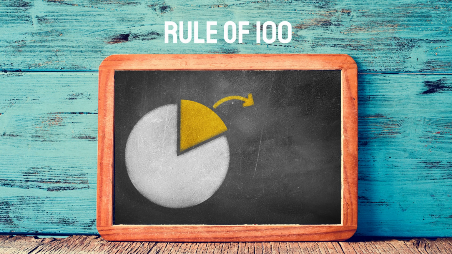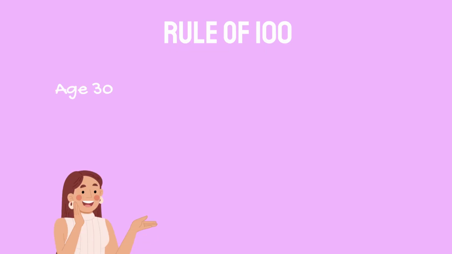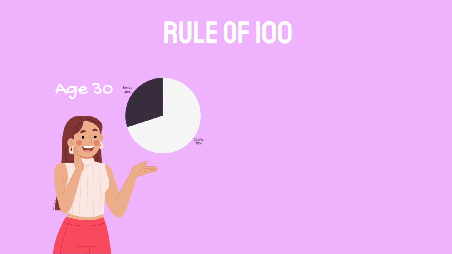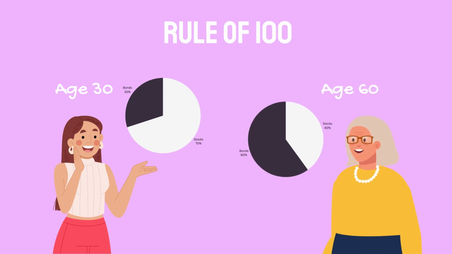There's a simple guideline called the Rule of 100, which suggests an investor's asset allocation between stocks and bonds should be approximately equal to 100 minus their age. So if you're 30 years old, the Rule of 100 suggests you should have 70% of your portfolio in stocks and 30% in bonds. By the time you're 60, you should have 40% in stocks and 60% in bonds.